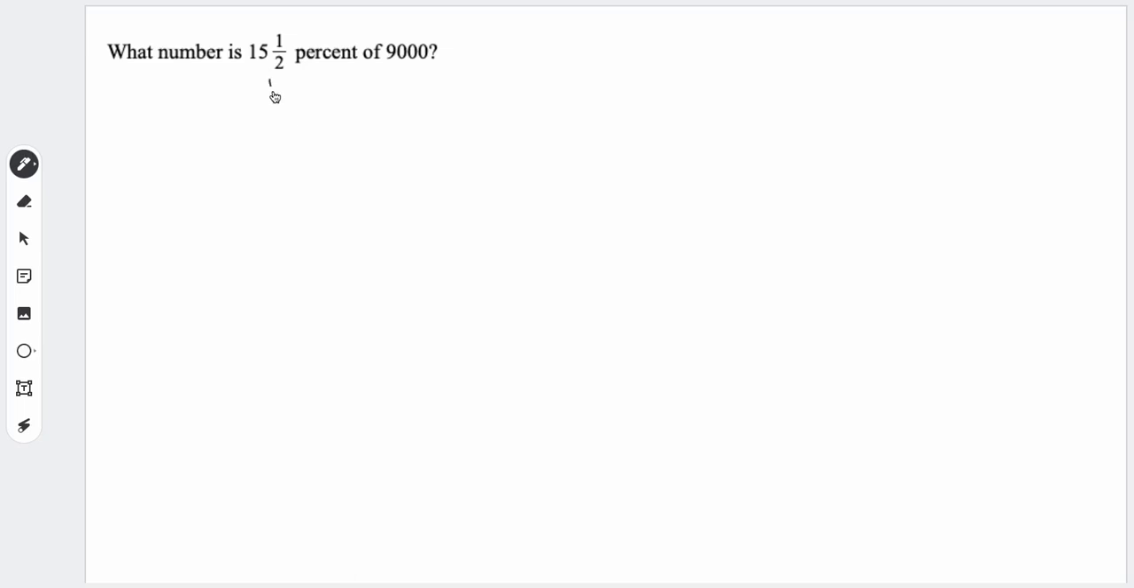But the first thing we have to do is convert this to a percent, this whole thing here. I remember we already did this one. 1 divided by 2 is 0.5. So 15.5% is what this reads. And of just means times. So we turn this into a decimal. That means it's going to be 0.155 times 9,000. And that's going to equal 1,395. And that is your answer.